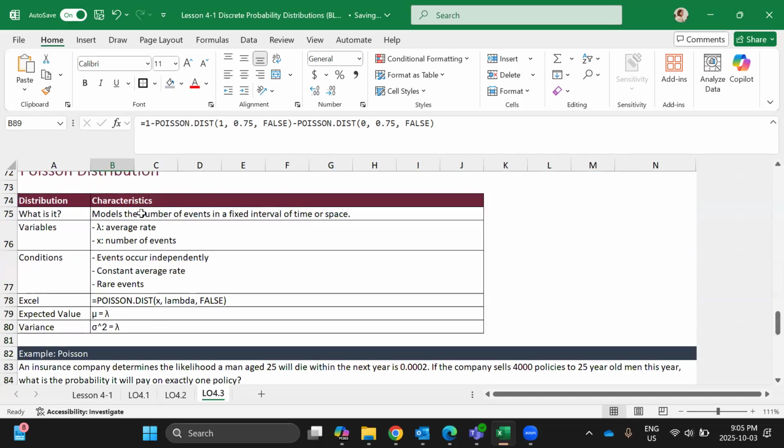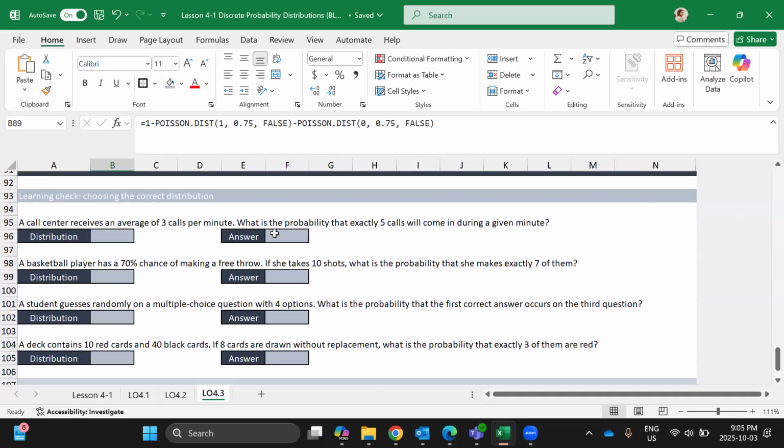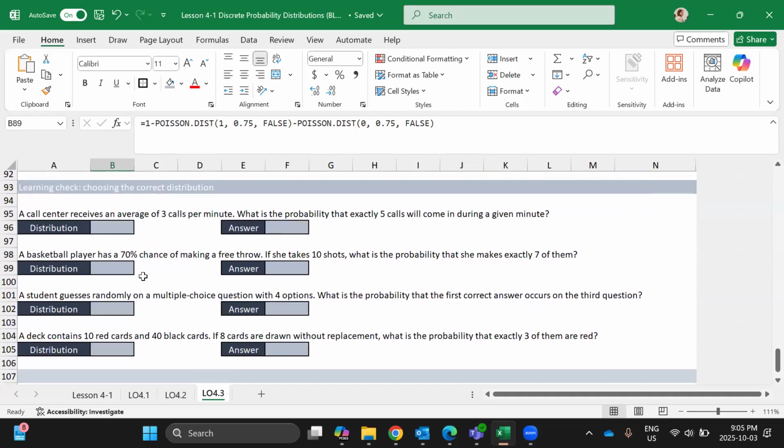And the Poisson is different because it's the only one that involves units of time or space where you have that average. Keeping those hints in mind, I want you to try answering these 4 questions. There's 1 question for each distribution, and then you'll have to use Excel to get the probability answer. Please pause the video here, and I'll show you the solution when you come back.